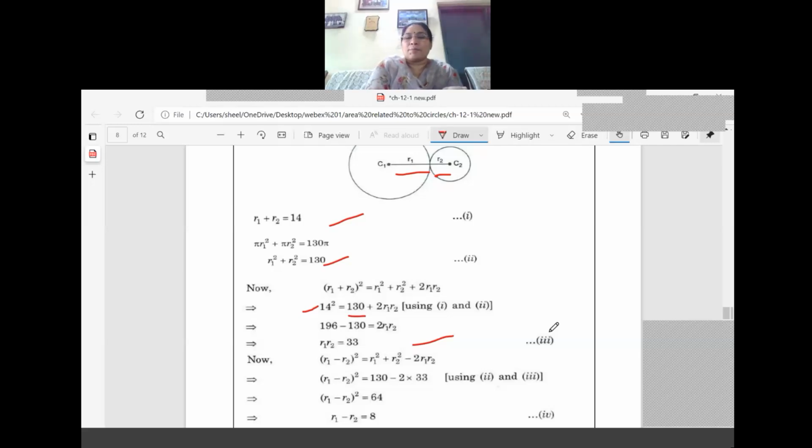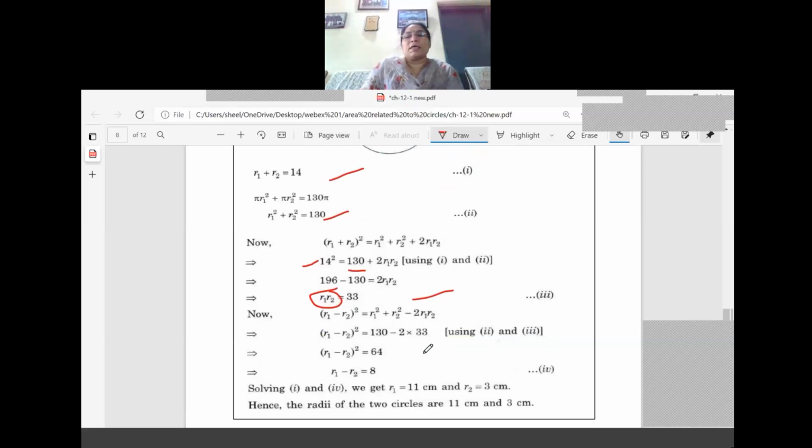Understood? R1 plus R2 whole square we have calculated. From that we got R1 into R2. Now R1 minus R2 we are calculating. So R1 minus R2 whole square is A minus B whole square. So all the values we can substitute from here, R1, R2, and the previous one, R1 square plus R2 square. We substituted and solved here. R1 minus R2 equal to 8.